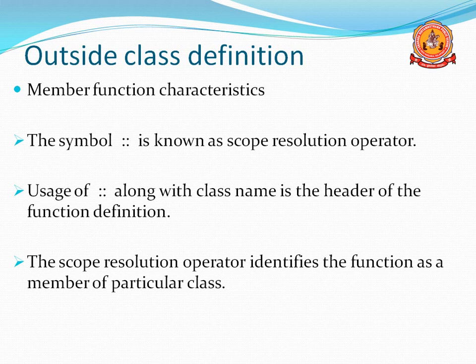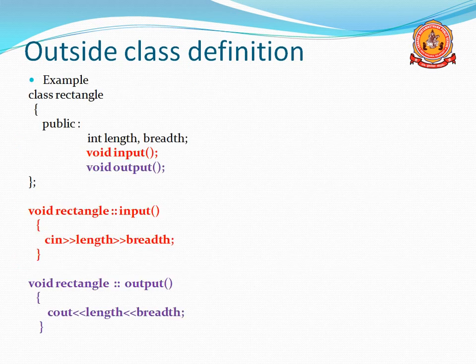The scope resolution operator identifies the function as a member of a particular class. So the scope resolution operator identifies which class the function belongs to. Normally you can understand it like this: the scope resolution operator identifies which class the function belongs to, either class A or class B, any class. Whichever class you mention, that is its member.